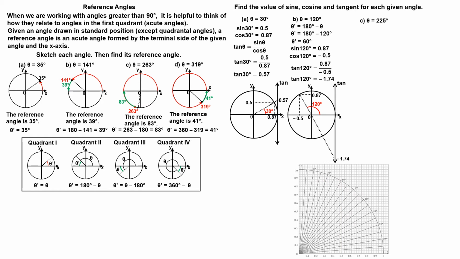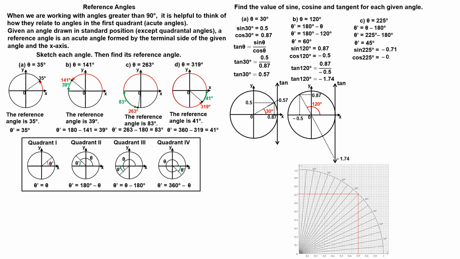225 degrees is in the third quadrant, so the reference angle is 225 minus 180. The reference angle is 45 degrees, so we must find the cosine and sine of 45 degrees. The sine of 45 degrees is the y-coordinate, and the cosine of 45 degrees is the x-coordinate. But don't forget, in the third quadrant, the sine is negative and the cosine is negative.